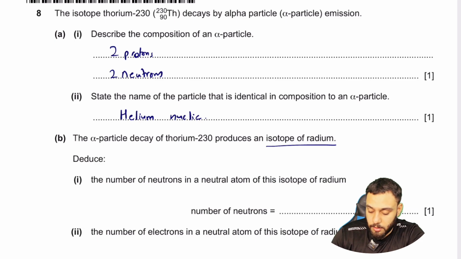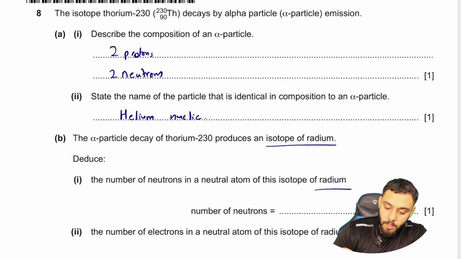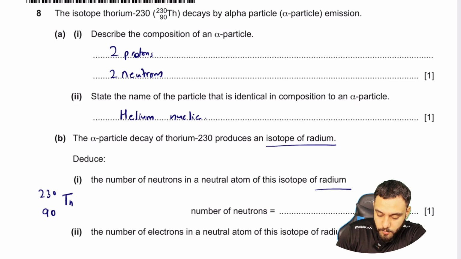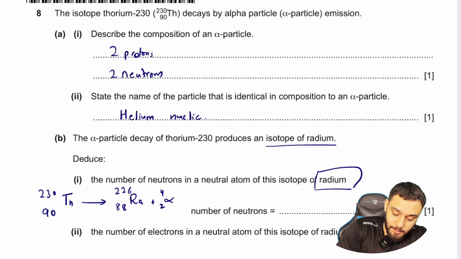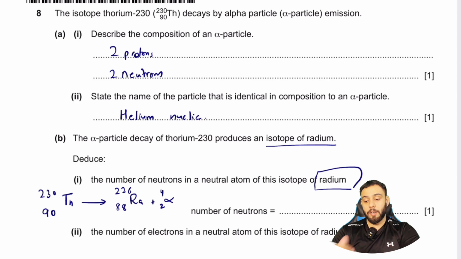The number of neutrons in the neutral atom of the isotope of radium. Okay, very good question. So thorium is 230 and 90. It decays by an alpha particle and it becomes radium. So alpha is 4 and 2. Definitely, to balance the equation out, radium would have a mass of 226 and a proton number of 88. Since they're asking the number of neutrons in the radium atom, radium neutrons would be 226 minus 88, which would be equal to 138.